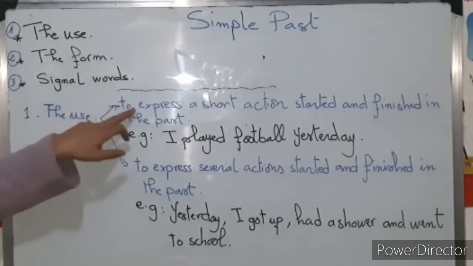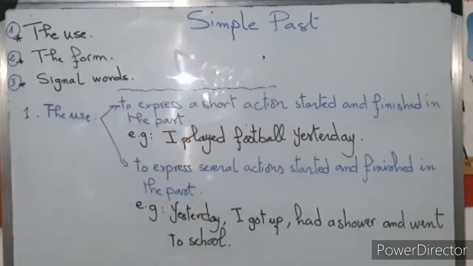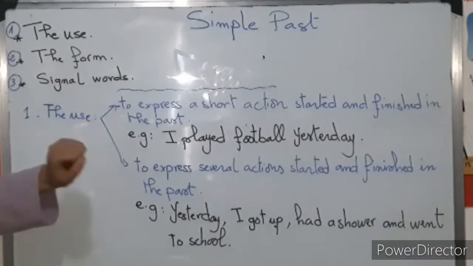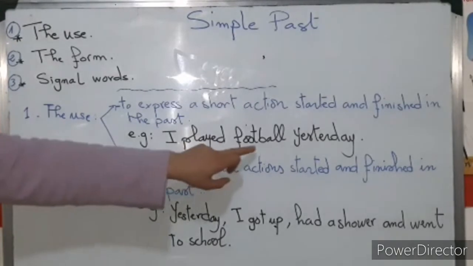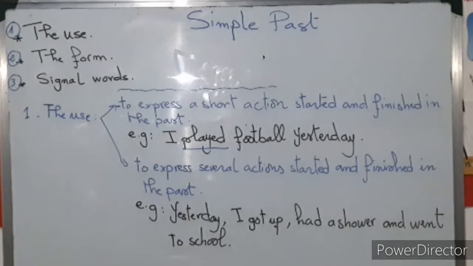So the first use is to express an action that started and finished in the past, which means that the action started, for example, yesterday and finished yesterday, or started in the morning and finished in the morning. It has no relationship with the current time, with the present time. For example, I played football yesterday. So this is the verb. Okay, I played football yesterday. So yesterday finished, and sure, the action finished too.